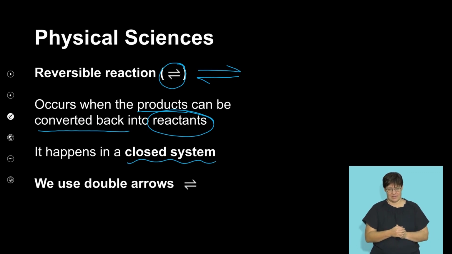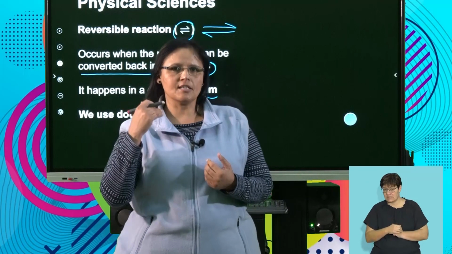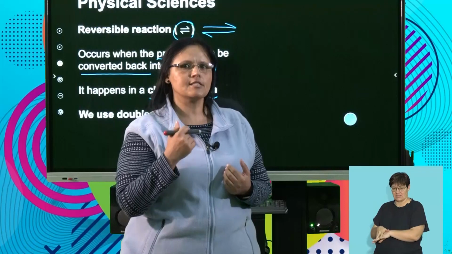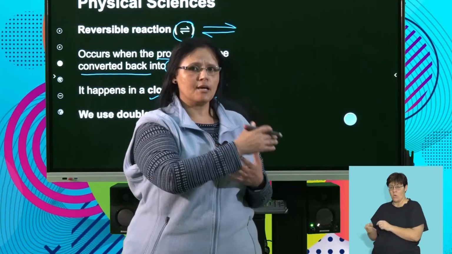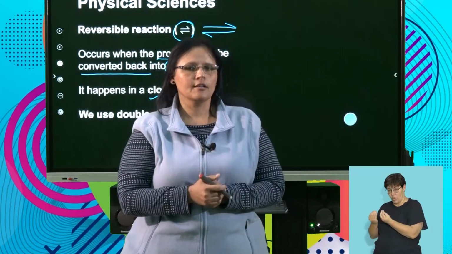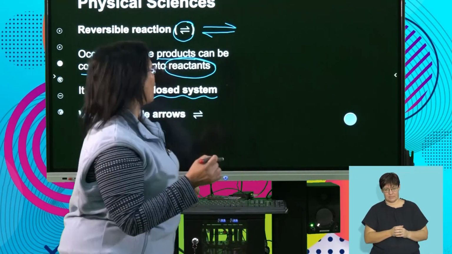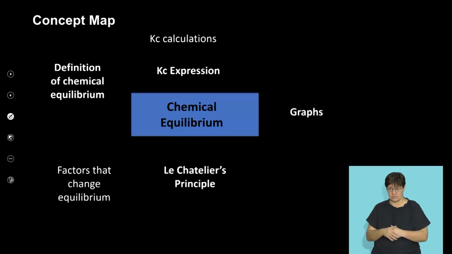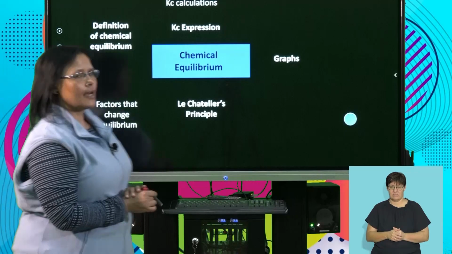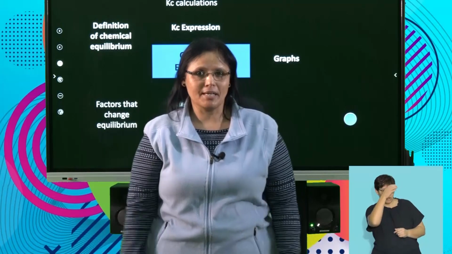And remember, we use the double arrows. The double arrows mean there is a reaction where the reactants convert into product, and simultaneously, or at the same time, the product converts back into the reactant. We call that a reversible reaction. And that brings us to the point where we see the concept map again.